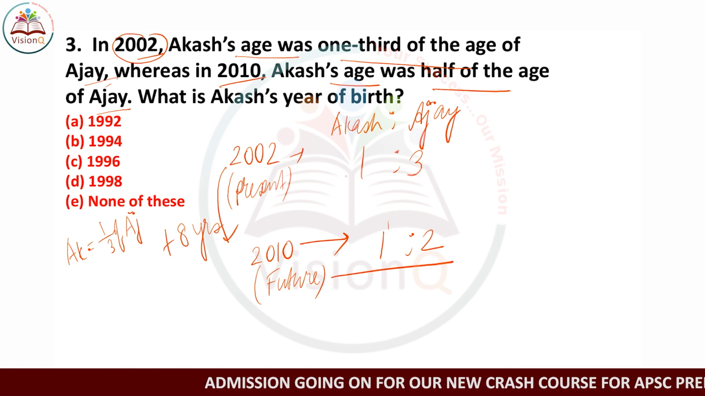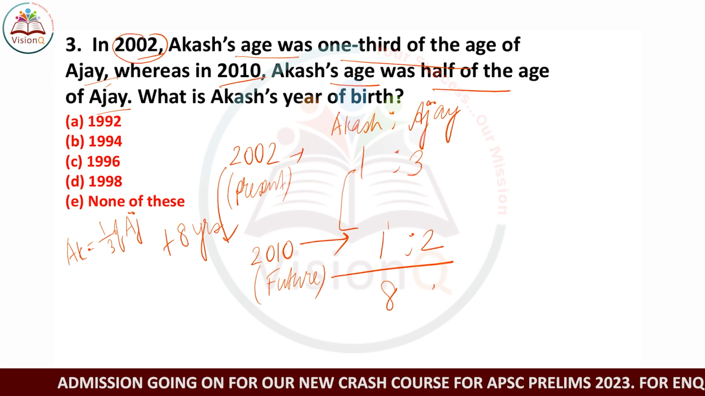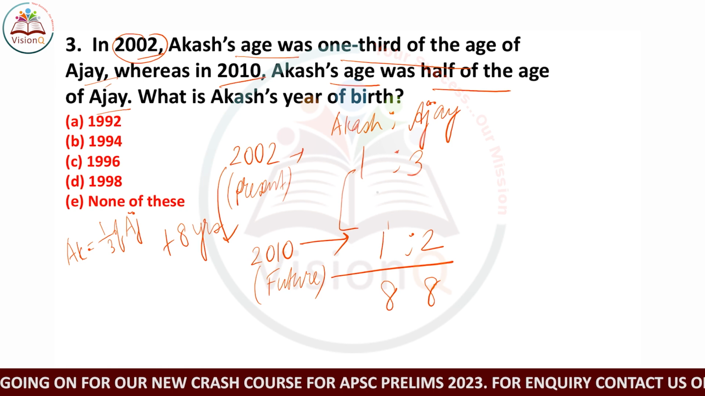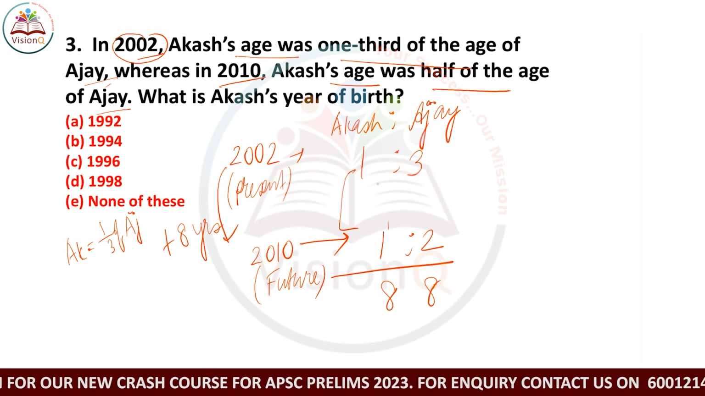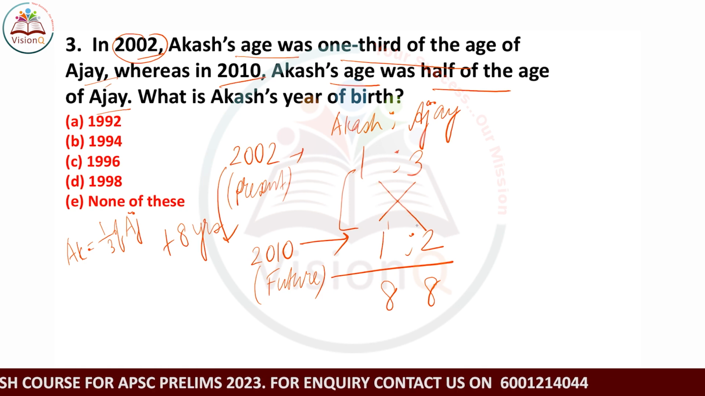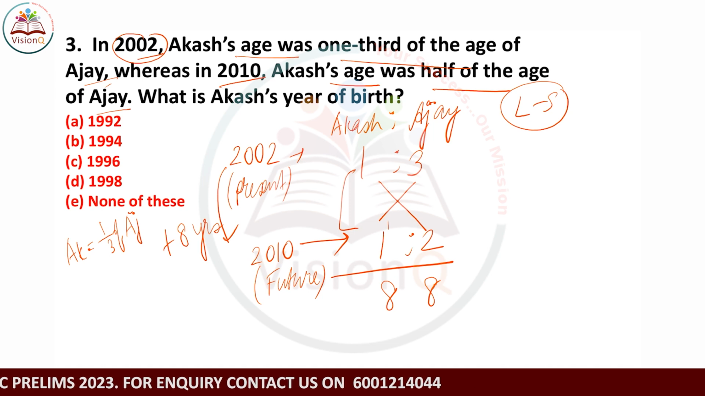This gap from present to future will be 8 years for Ajay, also 8 years for Akash. Both will be same, 8 and 8. Now your aim is to what? Cross multiply using the cross product method. So 3 into 1 is 3, 2 into 1 is 2, and then always subtract the larger number minus the smaller number. So 3 minus 2 is 1.